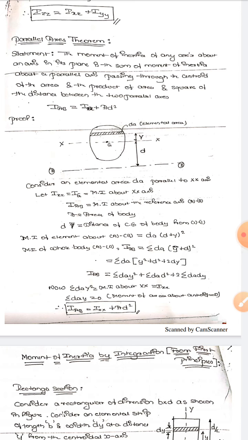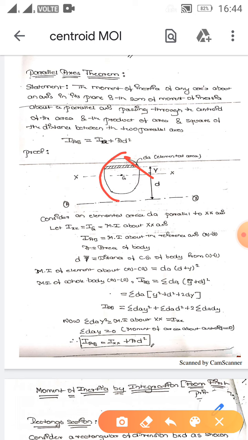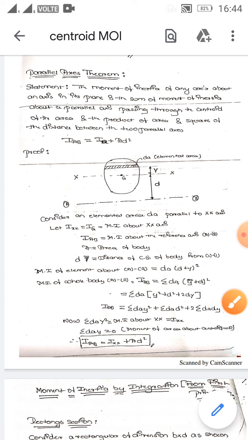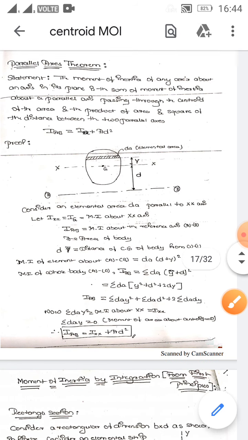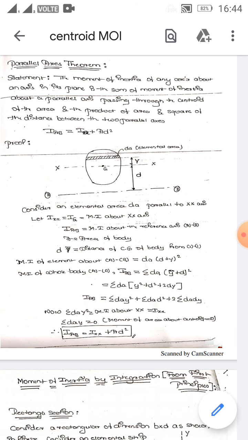To prove this, just have a look. There is an area that is being taken over here. Of that area, we have taken an axis AB at the bottom side, and we have made sure that there is an axis which is passing from the centroid and is also parallel to AB, as per the statement. Before we calculate, we take a very small strip that is given over here.